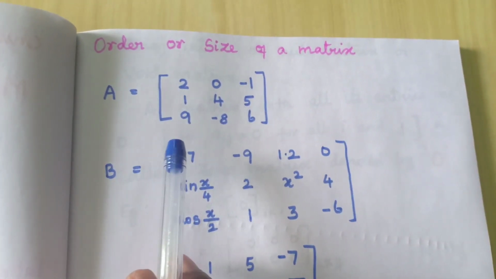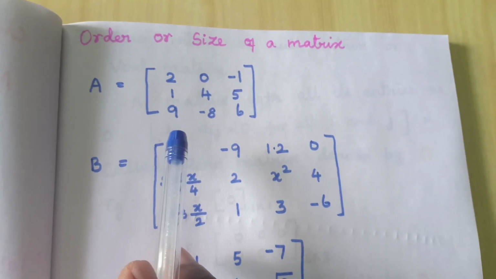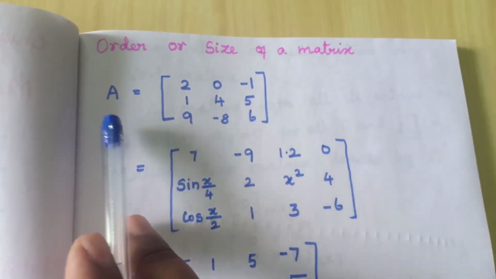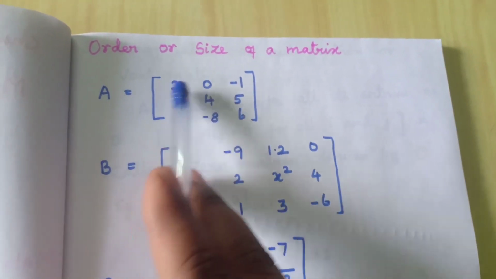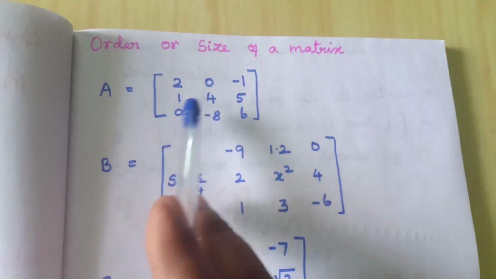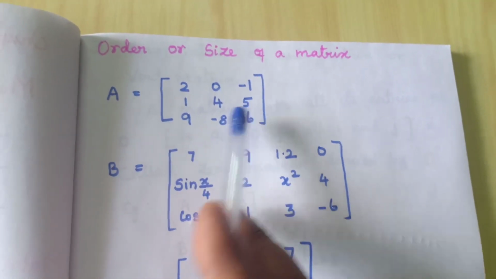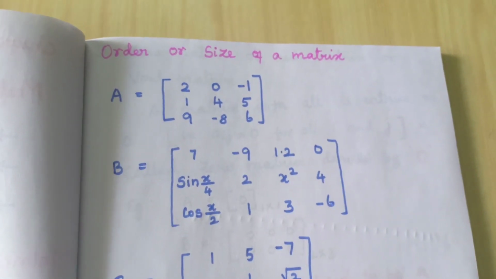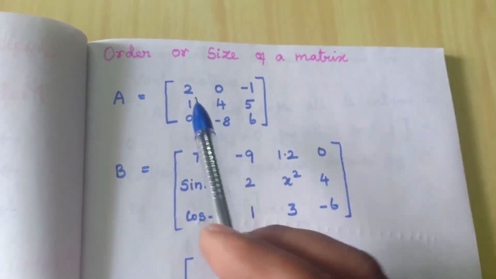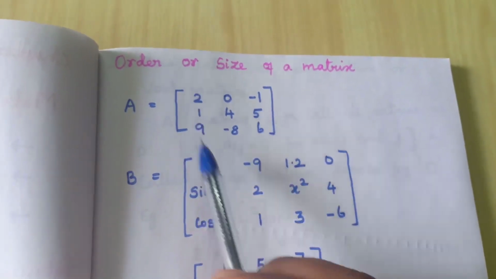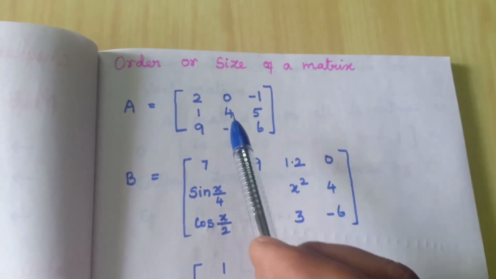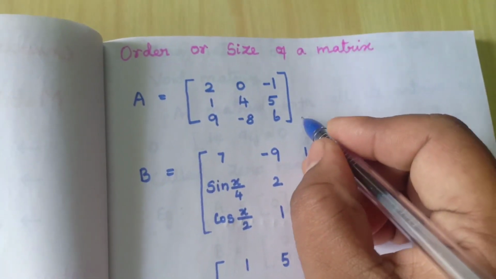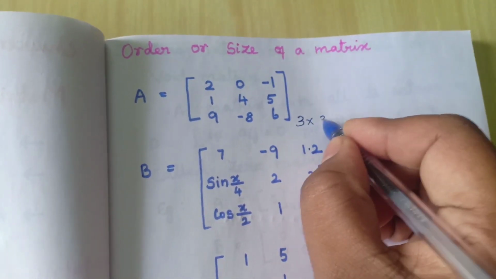Order or size of a matrix. Consider matrix A, which has the entries 2, 0, -1, 1, 4, 5, 9, -8, 6. So here we have 3 rows and 3 columns. So the order of the matrix is 3 by 3.